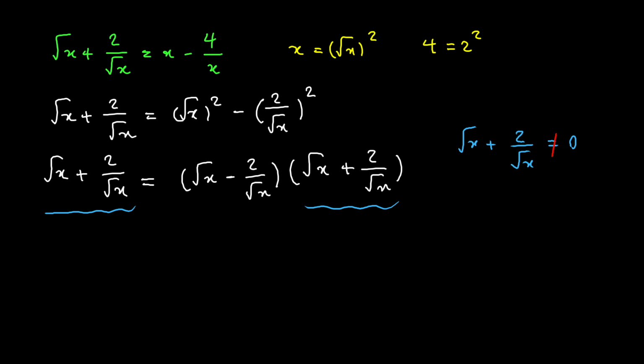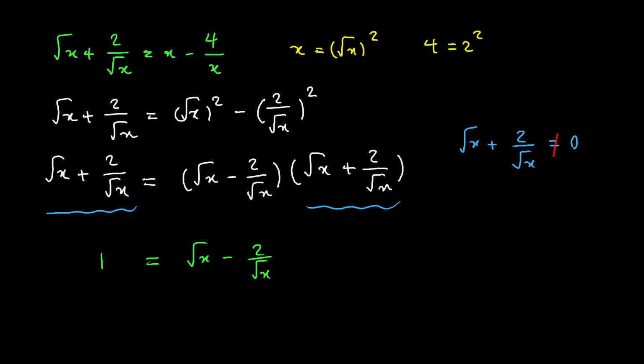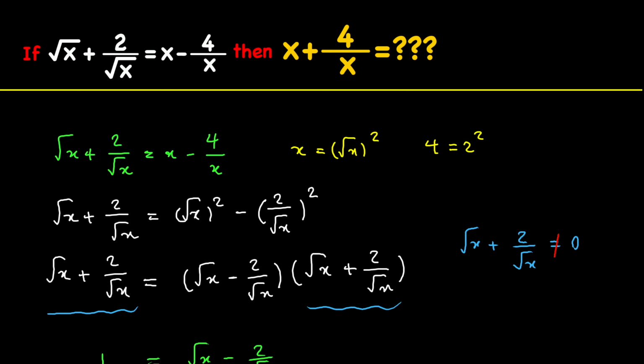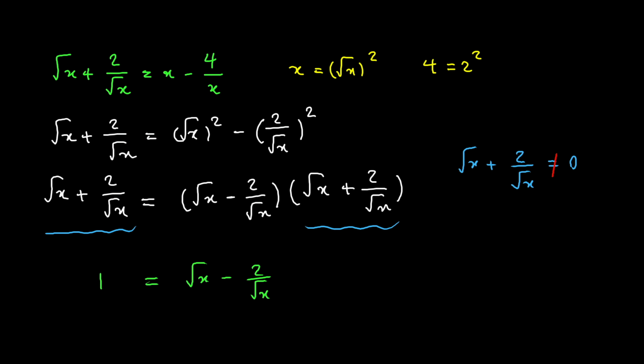So I can say that since this expression is not equal to 0, I am allowed to divide both sides by this expression. And if I do that, I should have 1 equals square root of x minus 2 over square root of x. Now at this point, we have two ways to solve our problem. Either we can go ahead and try to solve for x and then use the value of x to evaluate this expression, or we can evaluate our expression even without solving for x. And that's what I'm going to do. I'm going to try to evaluate x plus 4 over x without solving for x.